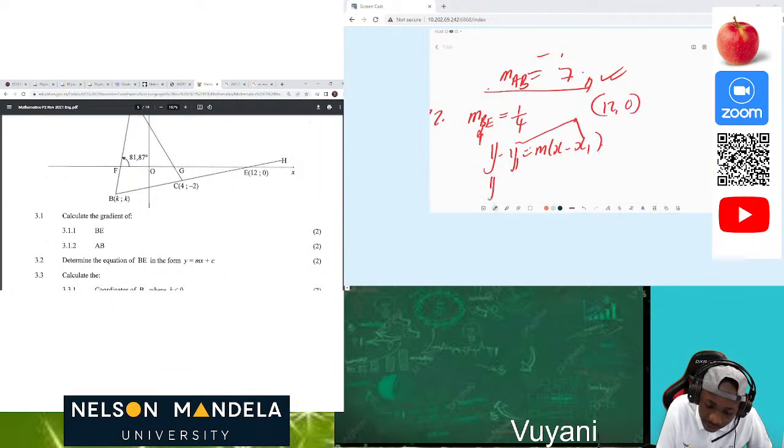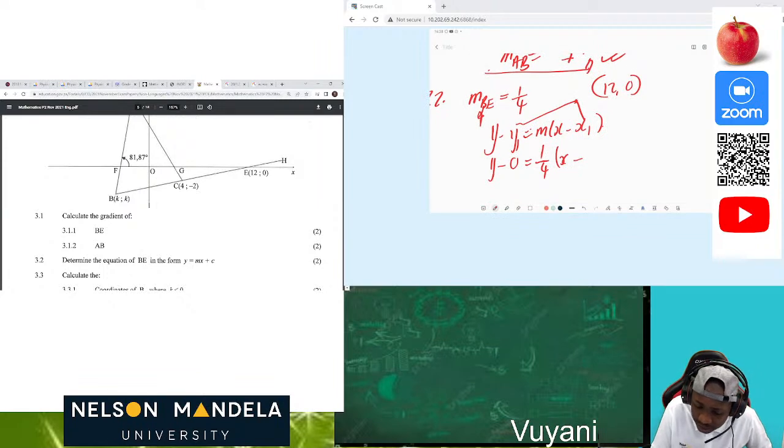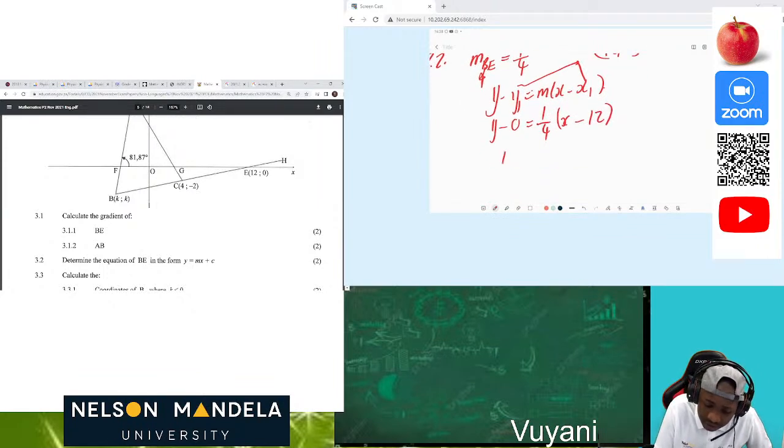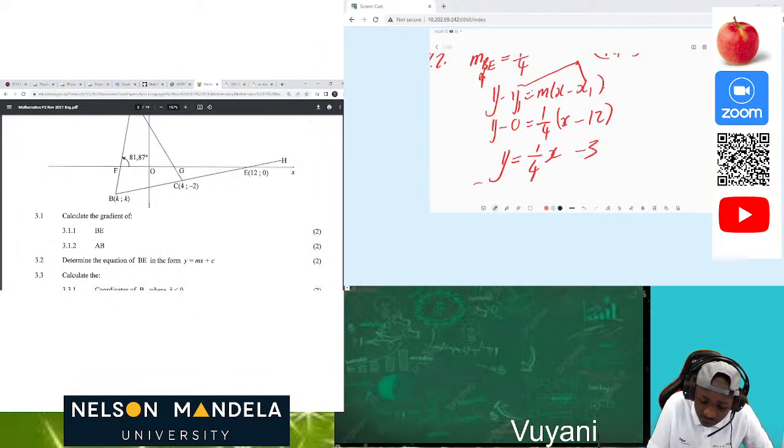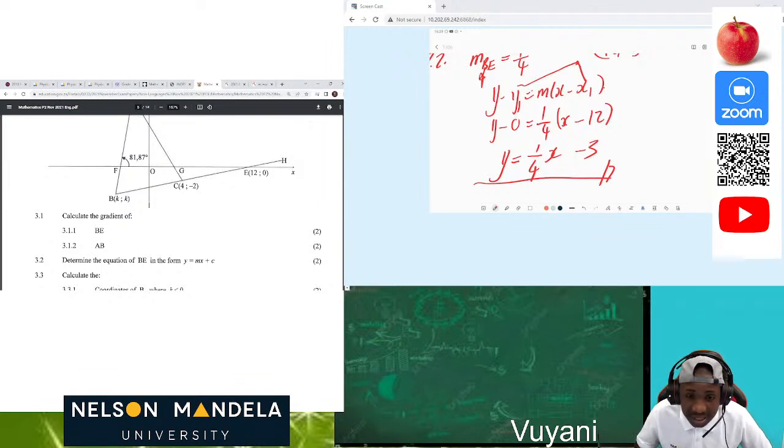So what is our y1? Our y1 is 0. Then our gradient is 1 over 4. Then x minus, our x coordinate of point E is equal to 12. Then after that, we now factorize and solve. So 1 over 4 multiplied by x is 1 over 4 x. Then 1 over 4 multiplied by negative 12, that's negative 3. So if you don't know how to do direct calculation, I advise that now is no longer the time for you to dwell much on how to do factors and stuff. Use your Casio calculator. Always know that your Casio calculator is the best way to go. All right. Now, we have the equation of line BE.